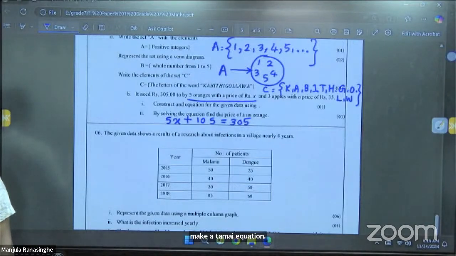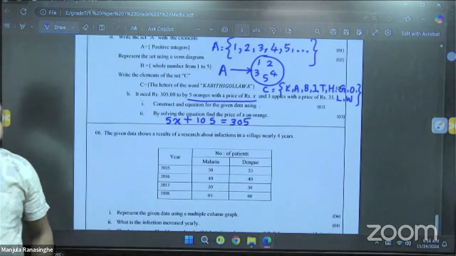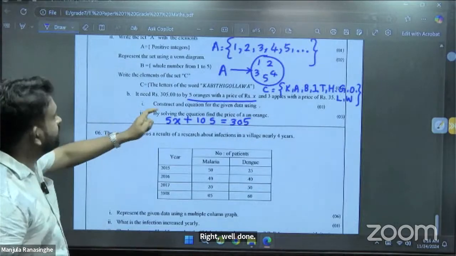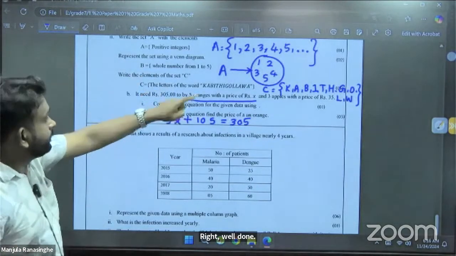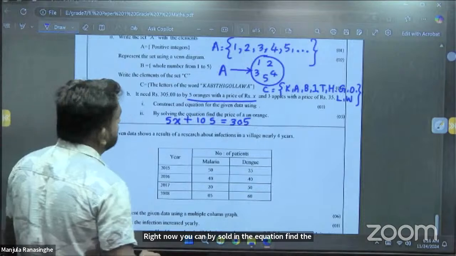Right, well done. Now, by solving the equation, find the price of an orange.